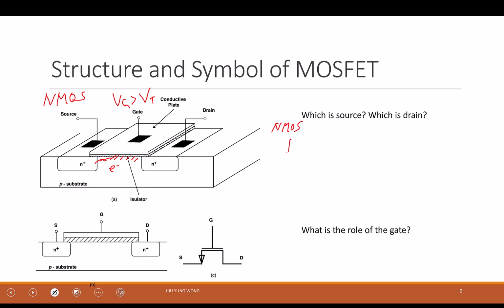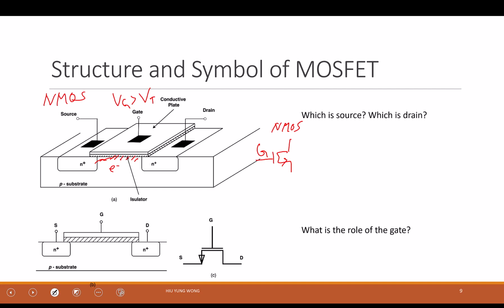What is the symbol of an NMOS? This is the symbol, right? Based on this, what is the gate? It is easy, gate. Gate must be this one, right? It's the one that is insulated from the rest of the part, but it's going to control the other part. Which one is the source? Which one is the drain? Very often we say, wow, this arrow is the source. Most of the time it's correct, but this is just a symbol we draw.